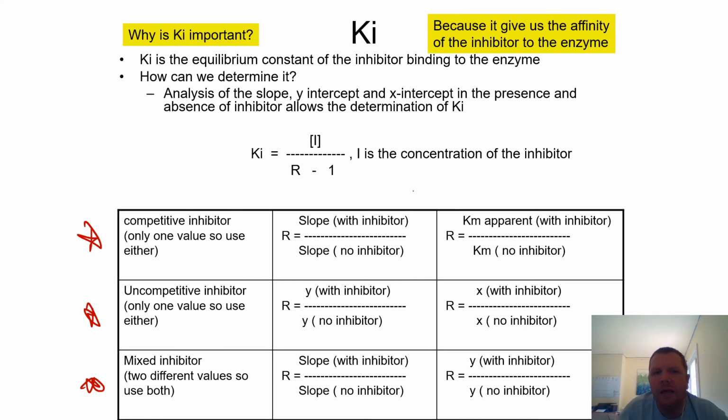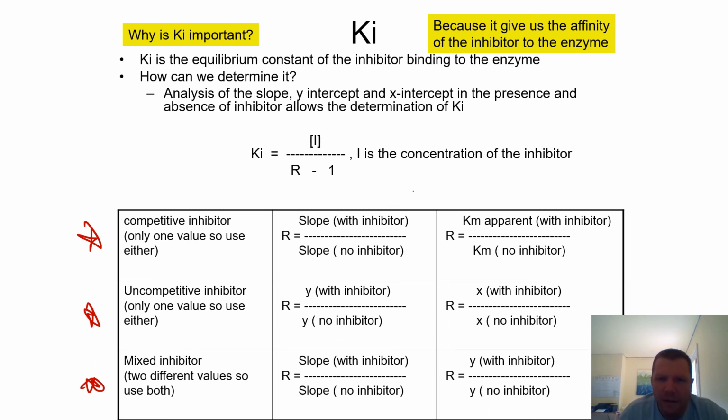So in the case of a competitive inhibitor, your R value is equal to your slope with the inhibitor divided by slope without the inhibitor. Or you can use the Km apparent, so the Km with your inhibitor divided by your Km with no inhibitor. Okay. The uncompetitive inhibitor R value is going to be your y-intercept with your inhibitor divided by y-intercept without your inhibitor. It's also your x-intercept with your inhibitor divided by x-intercept without inhibitor.